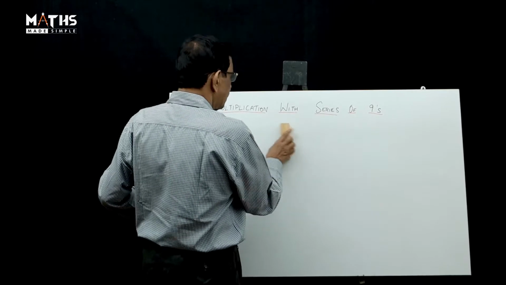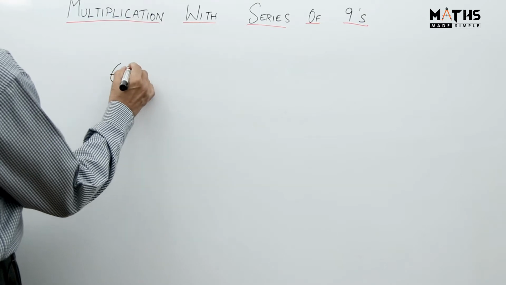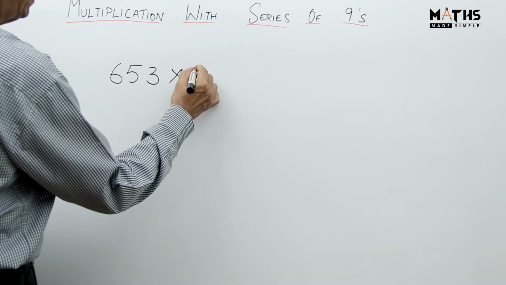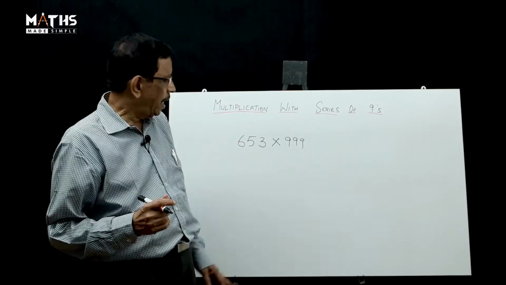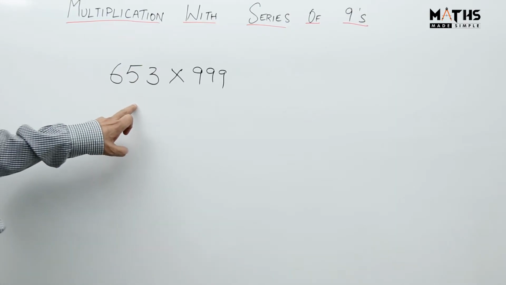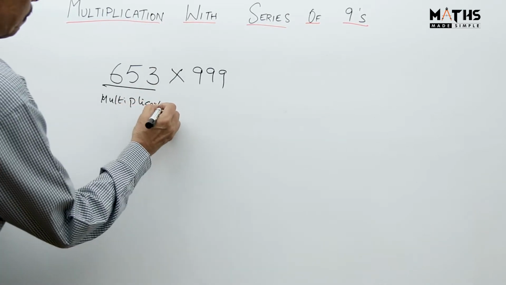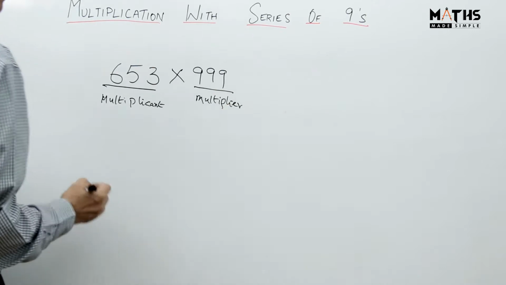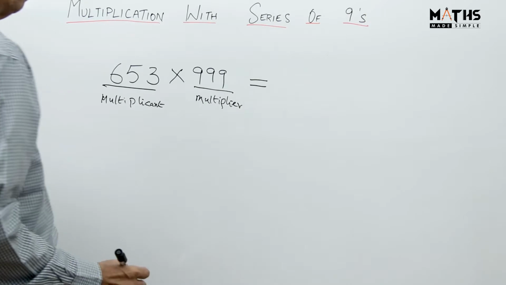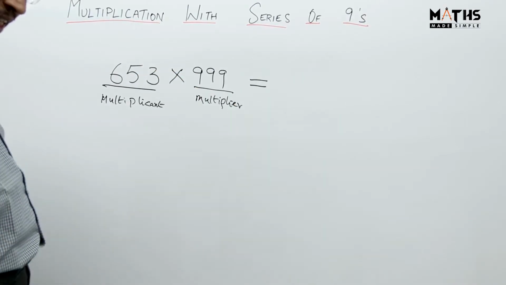Let us take an example of 653 multiplied with 999. In this, 999 is the multiplier and 653 is the multiplicand. When we have a problem like this, what we need to do is minus 1 from the multiplicand and put the answer on the left hand side of the answer.